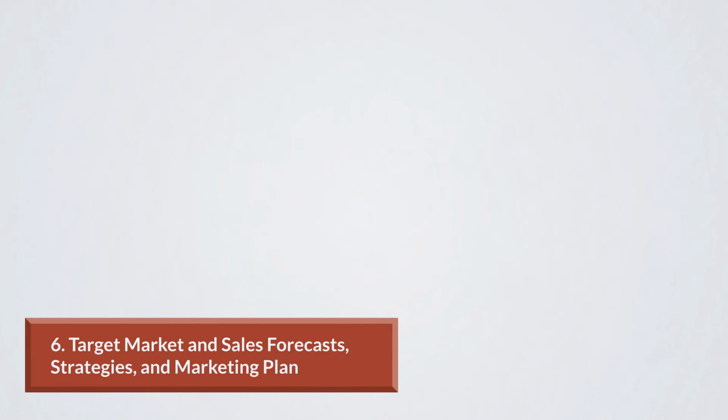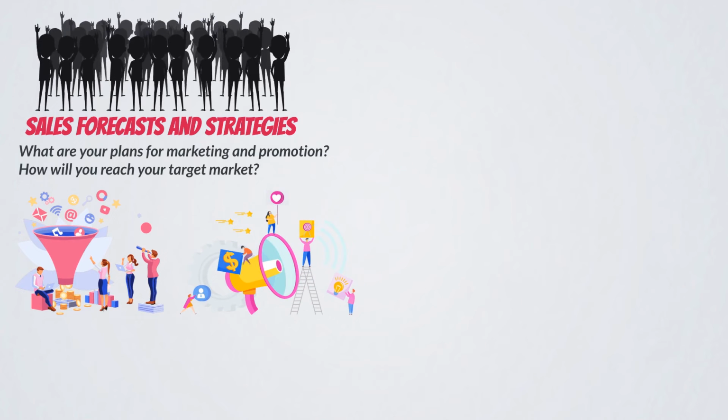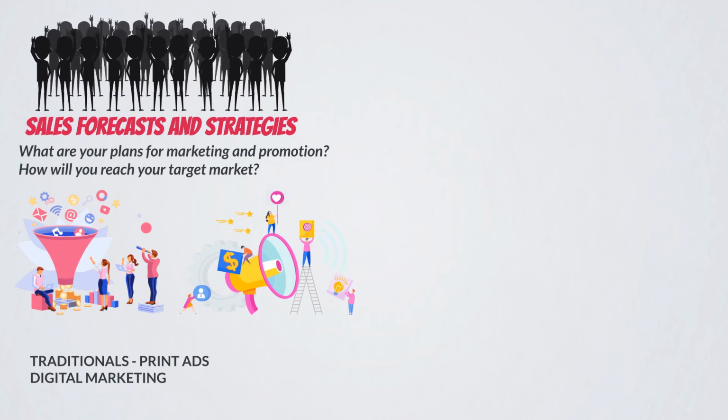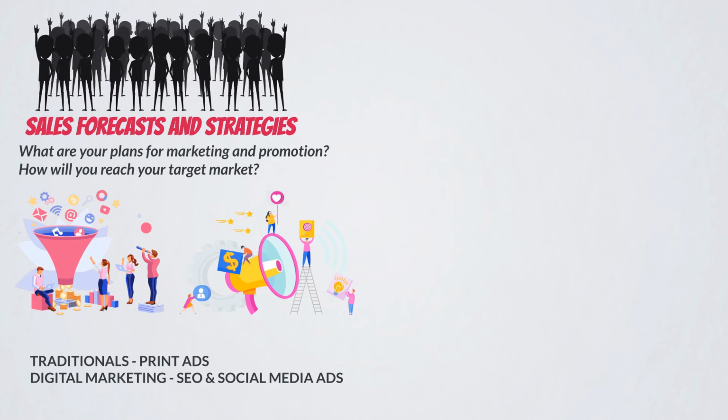Step 6. Target market and sales forecasts, strategies, and marketing plan. As you think about your target market, also consider your sales forecasts and strategies. What are your plans for marketing and promotion? How will you reach your target market? Your marketing plan should include a mix of traditional and digital marketing tactics. Traditional tactics could include everything from print ads to trade show appearances. Digital marketing tactics could include everything from search engine optimization to social media advertising.